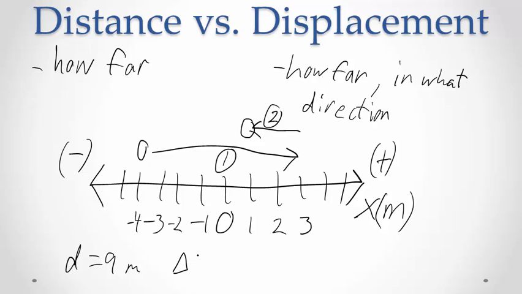Displacement, the symbol we use for displacement is a delta x. Alright, so we had 7 minus 2. So this was a displacement of 5 meters, whereas our distance covered was 9.